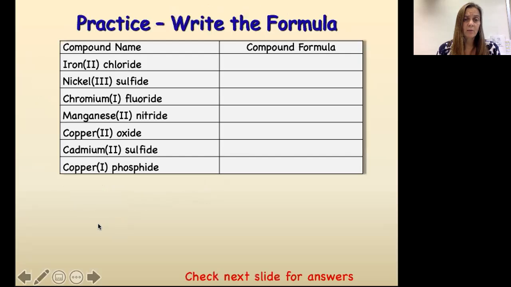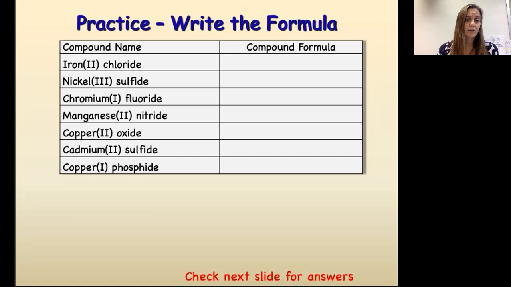So we'll do this the same way. We're going to write a couple of the formulas together, or I'll walk through a couple of the formulas, and then I encourage you to pause the video and practice writing the formulas for yourself, and then unpause and come back and check the slides.